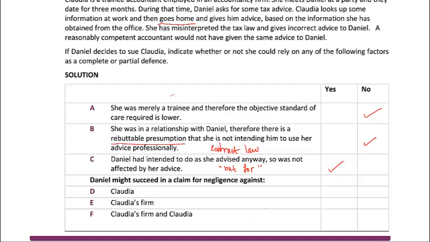Now, who is Daniel going to sue? Well, if he does manage to make his case, then he's going to be looking at suing Claudia because she provided the advice. What about Claudia's firm? Could Claudia's firm be vicariously liable for Claudia's acts? Well, the key words here are up here, look. She goes home and gives him the advice. She doesn't do it in the course of her business. He's not a client of her firm. Therefore, Claudia's firm would not be liable here. And therefore, the answer to F has to be no as well, doesn't it? Because we already know that her firm aren't liable.